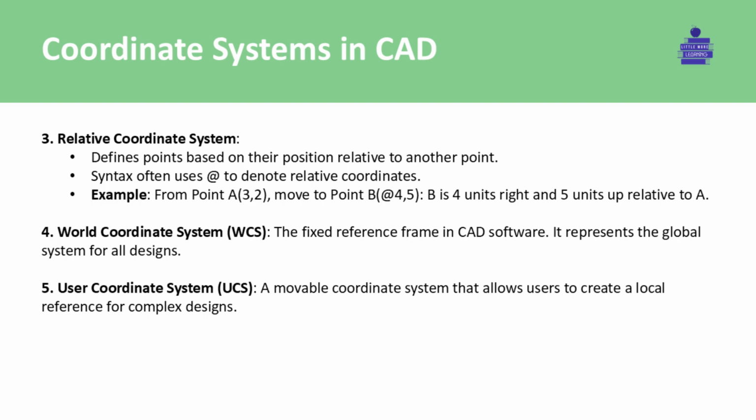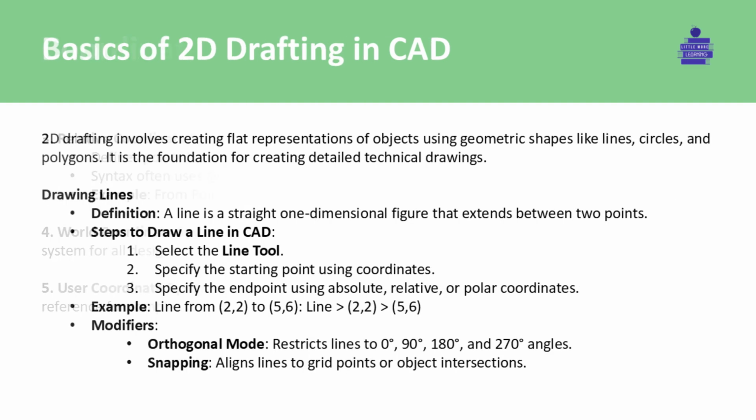The World Coordinate System, WCS, is our fixed reference frame. Think of it as our North Star that never moves. The User Coordinate System, UCS, is like having a movable compass that we can reorient to make complex designs easier to work with. Let's dive into the fundamental skills of 2D drafting.